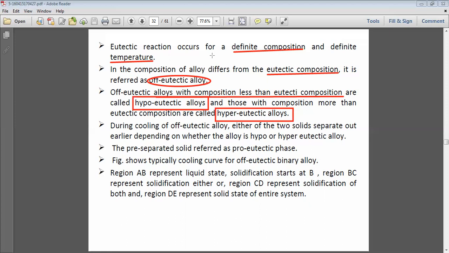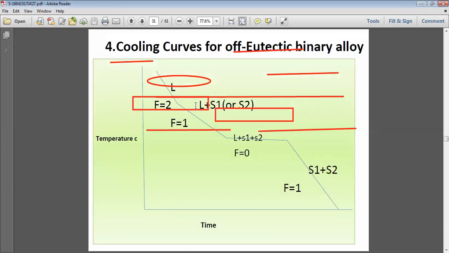During cooling of an off-eutectic alloy, either of the two solids separates out earlier, depending on whether the alloy is hypoeutectic or hypereutectic. So why are we studying hypo and hypereutectic alloys? Because during cooling, either of the two solids separates out. If we see the previous figure, this was the case here.